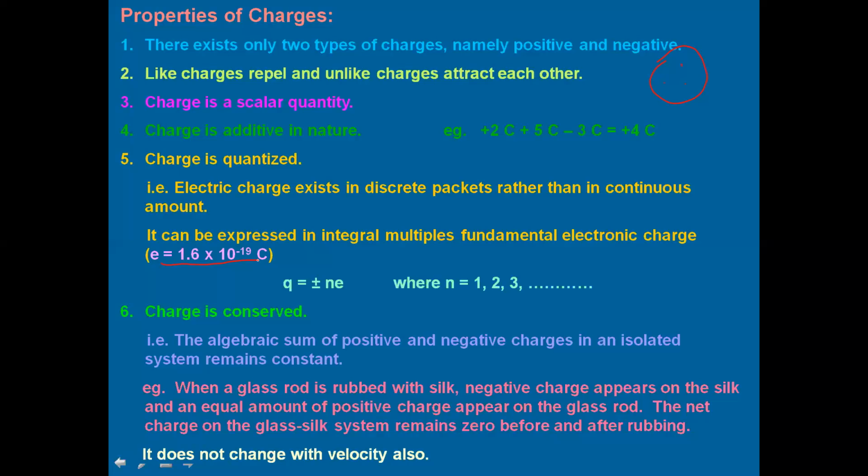I hope it is very clear to all of you that there exist only two types of charges. It can have repulsive or attractive force based on the nature of the charges. Charge is a scalar quantity. It is additive in nature. Charge is quantized. It is conserved, and it does not change with velocity.